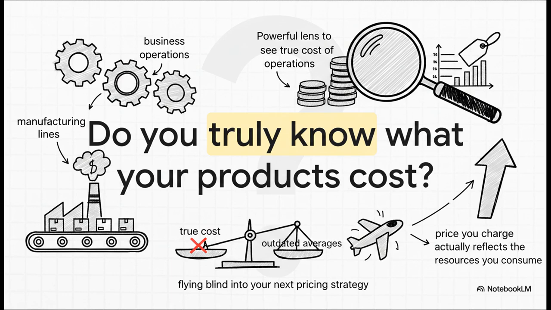Knowing all of this, our final takeaway is pretty clear. You need to look at your own business operations, whether that's service delivery or manufacturing lines, and ask yourself this critical question. Are you absolutely sure you know what your products actually cost? Are you truly capturing your overheads accurately based on the activities that drive them, or are you effectively flying blind into your next pricing strategy? Activity-based costing offers a truly powerful lens to see the true cost of your operations, ensuring that the price you charge actually reflects the resources you consume.